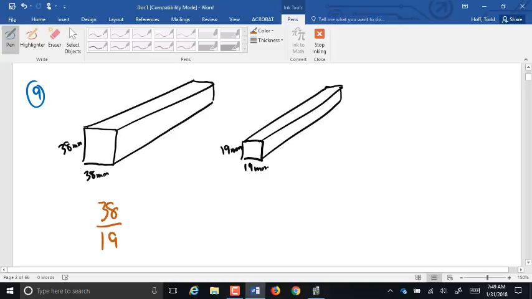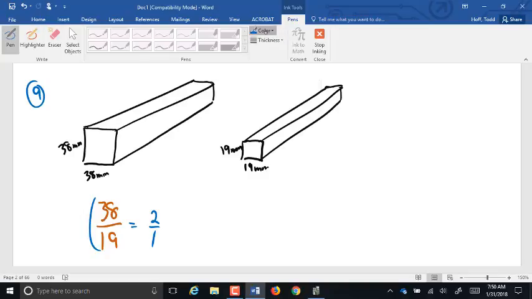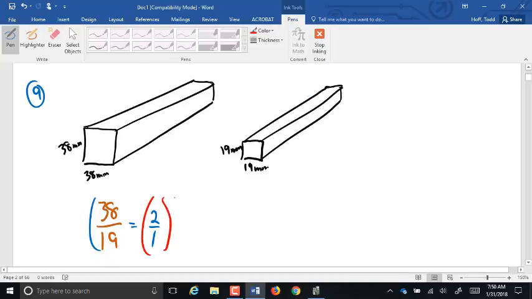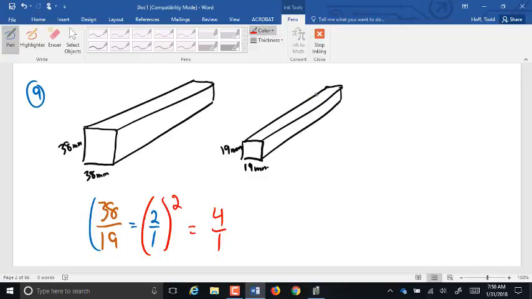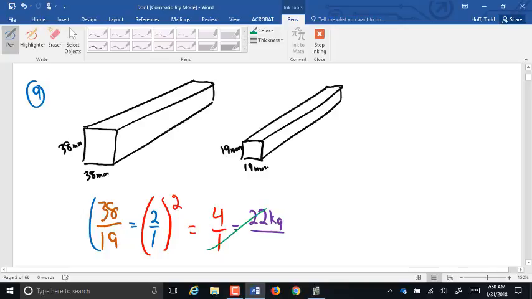38 has become 19. That's our ratio of lengths. We will square that to get the ratio of areas. Now, before I square that, I'm going to make life a lot easier on myself. Reduce it to 2 to 1. Square that gives me a 4 to 1 ratio. And of course, the mass, 22 kilograms before, cross multiply and divide, it's going to be 5.5 kilograms now.